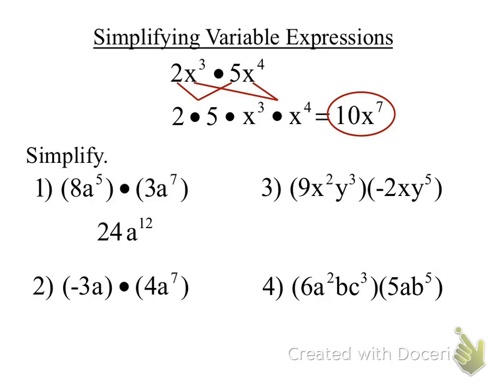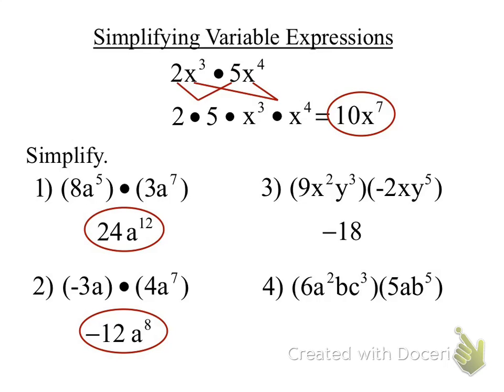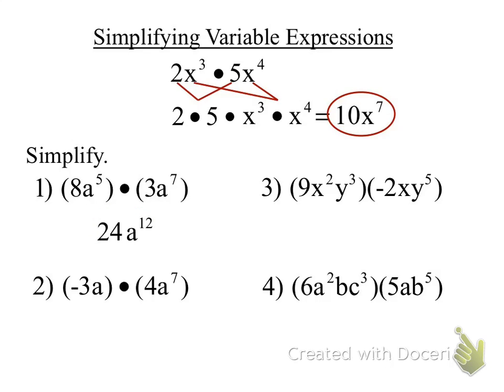All right, so on number 2, we multiply our -3 times +4, like coefficients. We multiply the coefficients. We get -12, and a to the 1st power times a to the 7th power, which is a to the 1st power plus the 7th power, is a to the 8th.